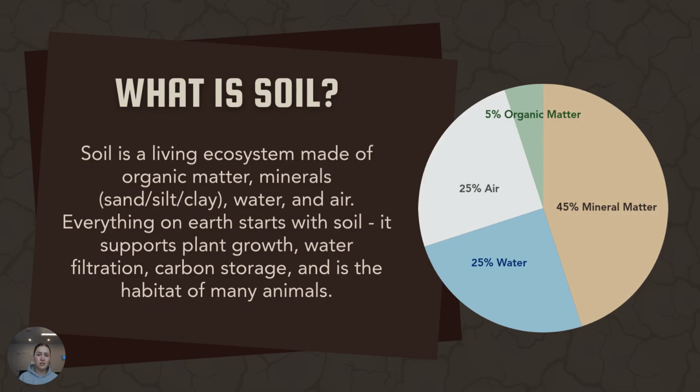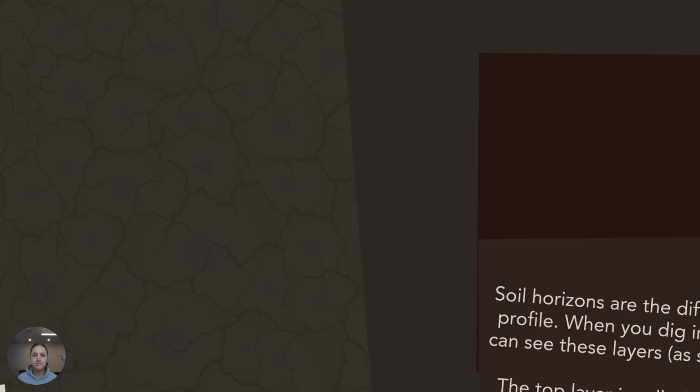But everything on Earth starts with soil. It grows the plants that you eat, it feeds the animals that you eat, it filters the water that we drink, it stores the carbon that we breathe, and it is the habitat of many animals, like worms and that sort of stuff.